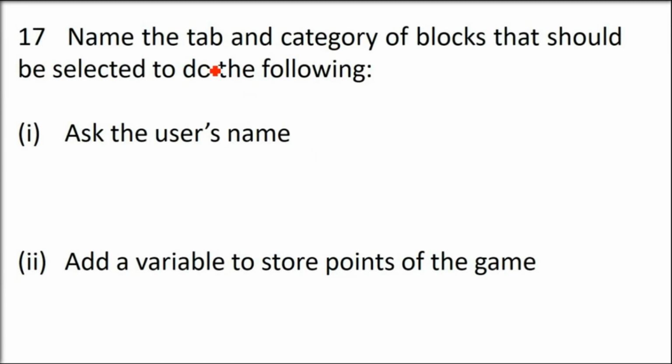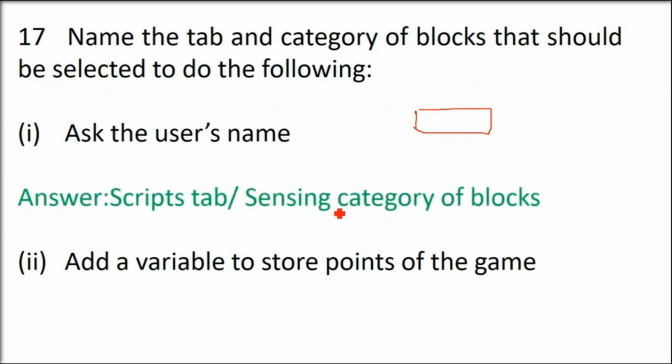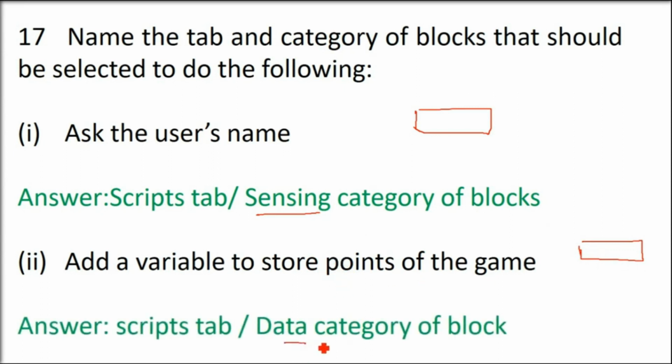Name the tab and category of blocks that should be selected to do the following. Ask. So username will be what? Whenever you ask the username, in the script tab, we have to choose sensing category of blocks. And if you want to add a variable to store points of the game, if you want to state some variable basically, then in script tab we use data category of block.